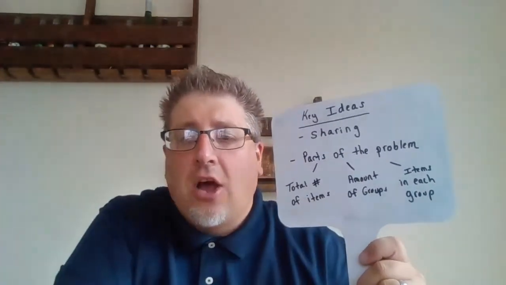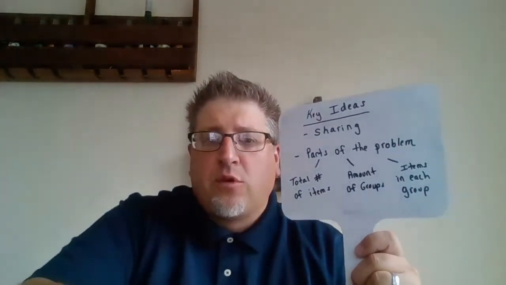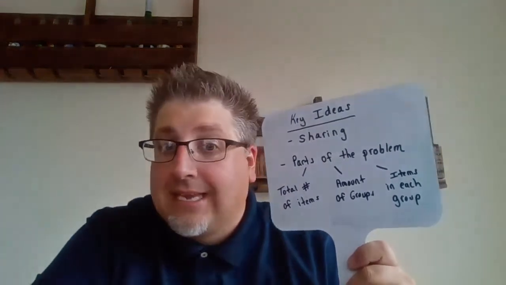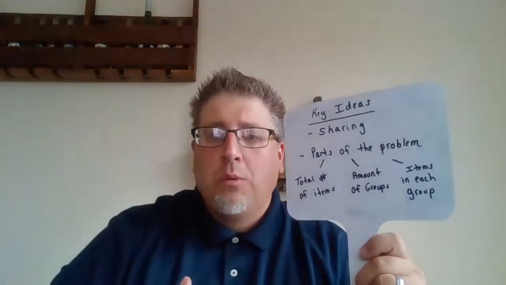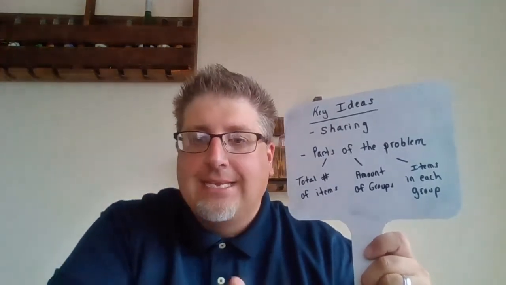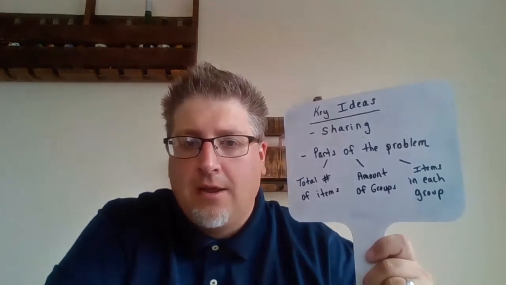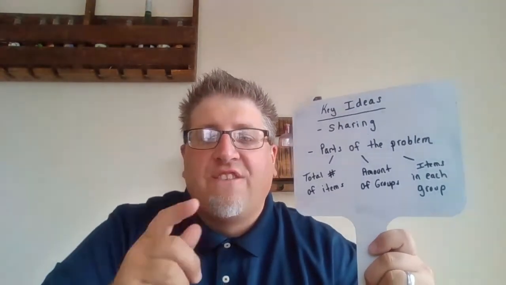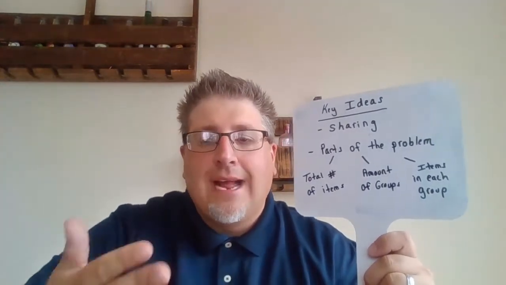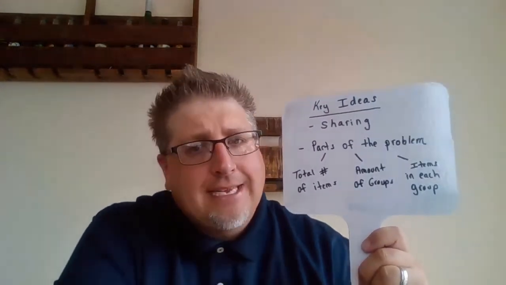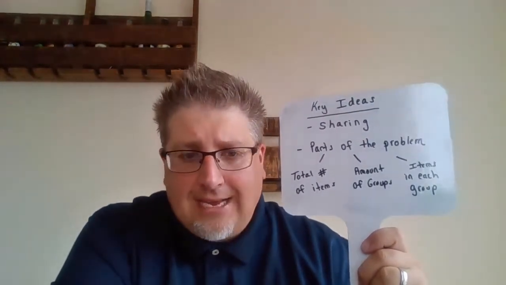And then at the end, items in each group. After we've divided or we've given out all those pieces of pizza or all those pieces of candy or everything like that, we want to understand how many are in each one of those. And in a lot of cases, that's going to be the answer, okay? So we take the total number of items we have, all right, and we divide it by the amount of groups, and that's going to give us our total of items in each group, okay? So those are the key ideas for this lesson, all right?